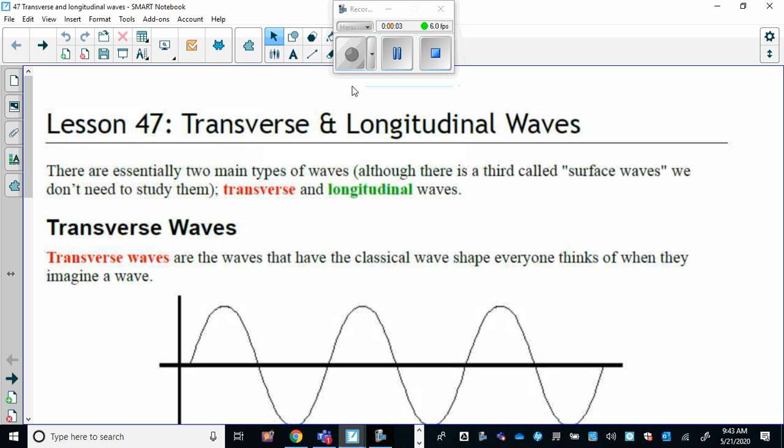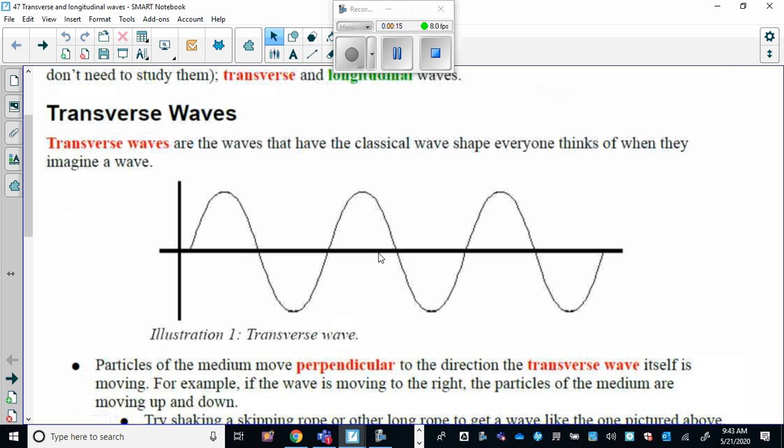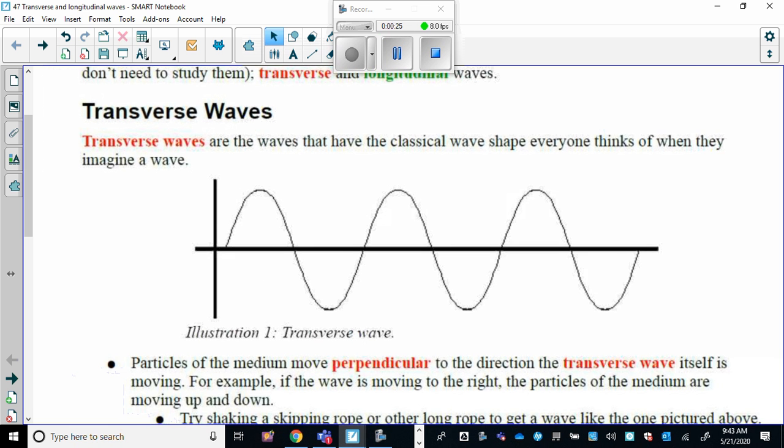Lesson 47 is short and sweet. It deals with the two types of waves that we're going to be discussing in Physics 20, transverse and longitudinal waves. Transverse waves are really easy to see because basically if you take a rope or a slinky and you just shake it up and down, this is the kind of wave that you get. This is a transverse wave.